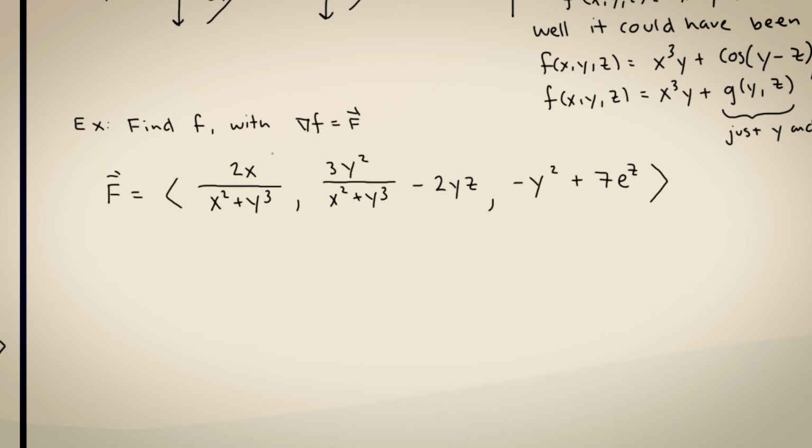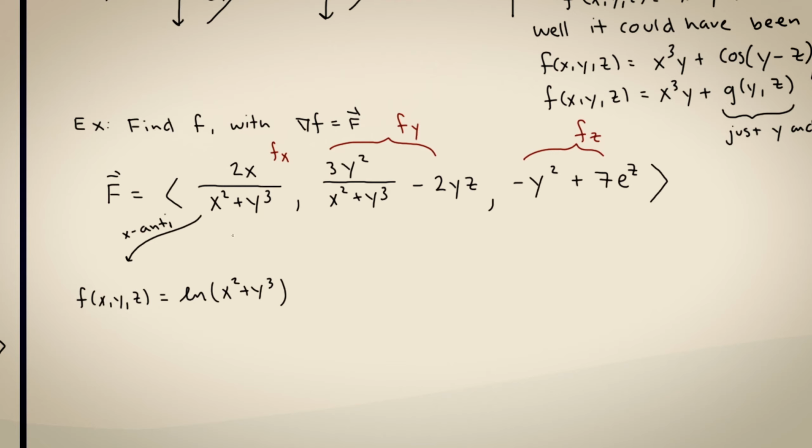Okay, so here's our vector valued function to work with. We're looking for some little f, and this is supposed to be f sub x, and this whole thing right here is supposed to be f sub y, and this whole thing right here is supposed to be f sub z. So the first thing is, to me, this looks like a natural logarithm, and then there's the chain rule from this x squared.